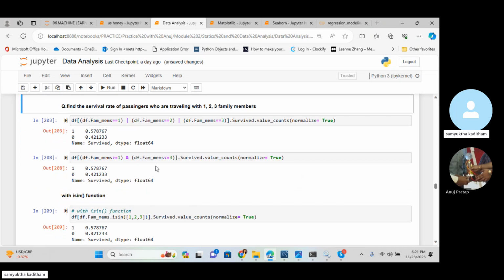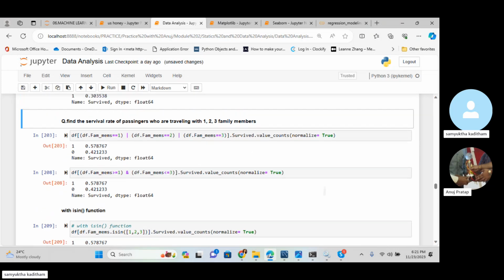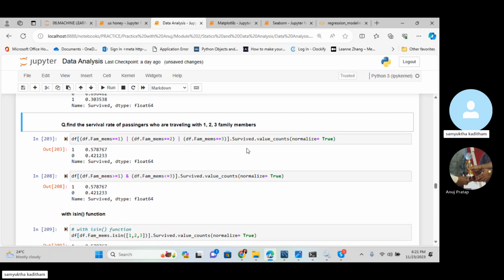Then find the survival rate of passengers who are traveling with one, two, or three family members. So there are three conditions: family member one, family member two, family member three. Here we are using our condition for the survival rate.